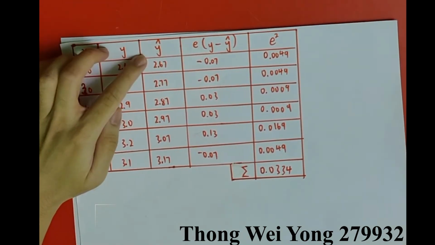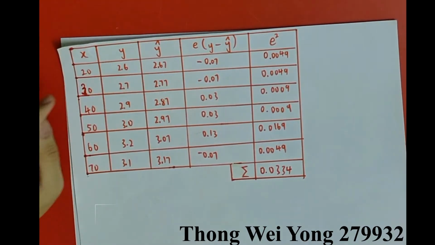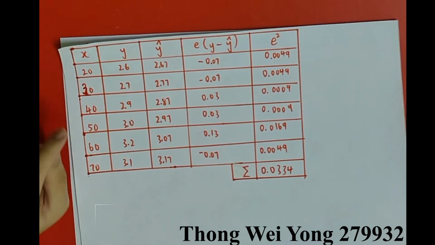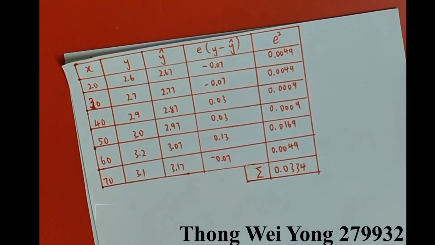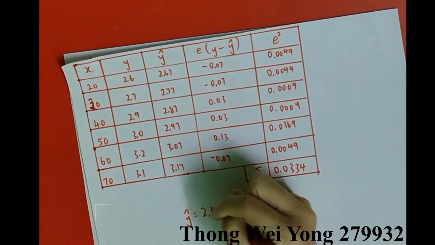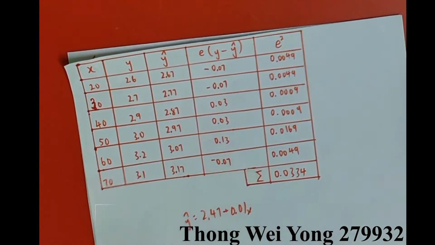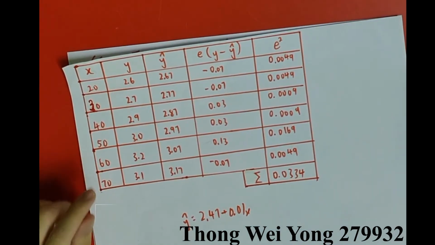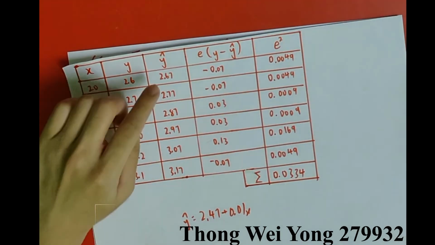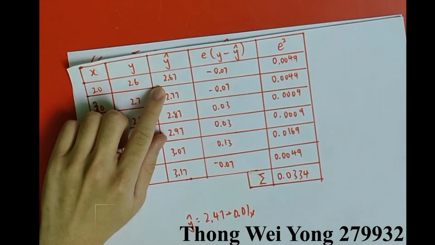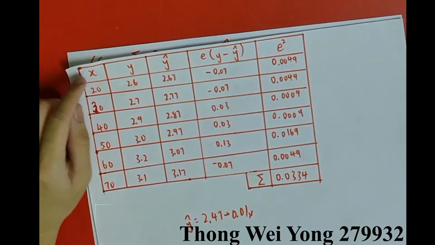So in order to obtain the value of y hat of each row, you need to substitute the value of x for the respective row into the regression equation, which is y hat equal to 2.47 plus 0.01x. After that, you need to find the value of e, where e is equal to the value of y minus the value of y hat of the same row.